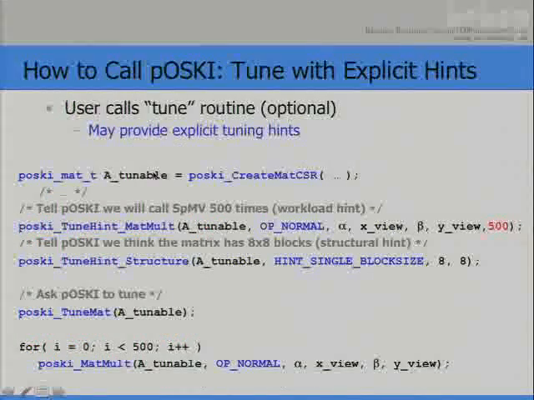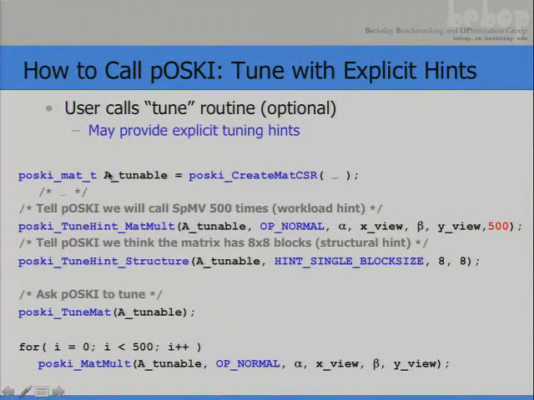The easiest thing to do is, so now this is the same code. I've left off some of it so it all fits on one slide. I'm going to call Oski tune hint. I'm going to give a hint to Oski that I'm going to do it 500 times. That'll say yes, it's worth tuning. If I also know the structure of my matrix, I don't have to, but if I do, I can give that hint as well. If I know there are a lot of 8 by 8 blocks, I can give a hint which says this tunable matrix has a block size of 8 by 8. Or I could let Oski figure it out itself. But if I know that, I can tell it. And then I can say please tune.